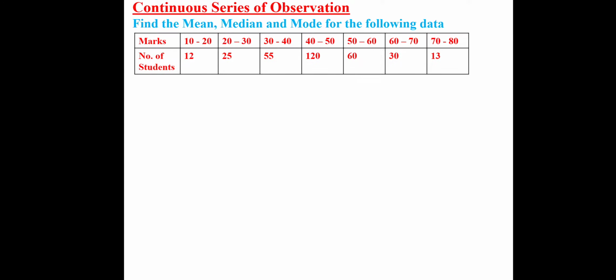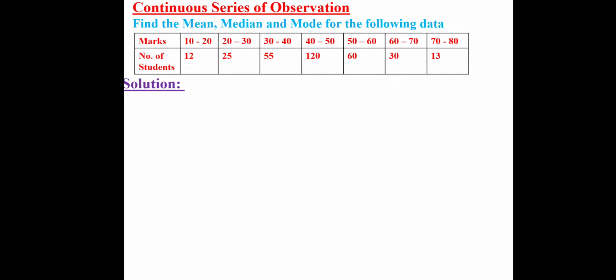In this continuous series of observation, we can find it through the upper limit and lower limit, or interval class type. In this format, if we get from and to, then it is called a class interval. It can also be called an exclusive class interval. So now we are going to find the mean, median and mode.